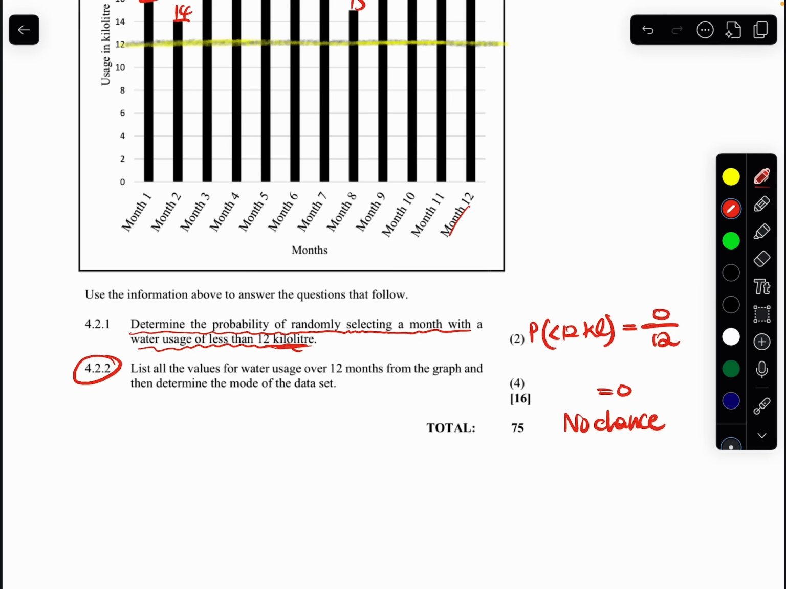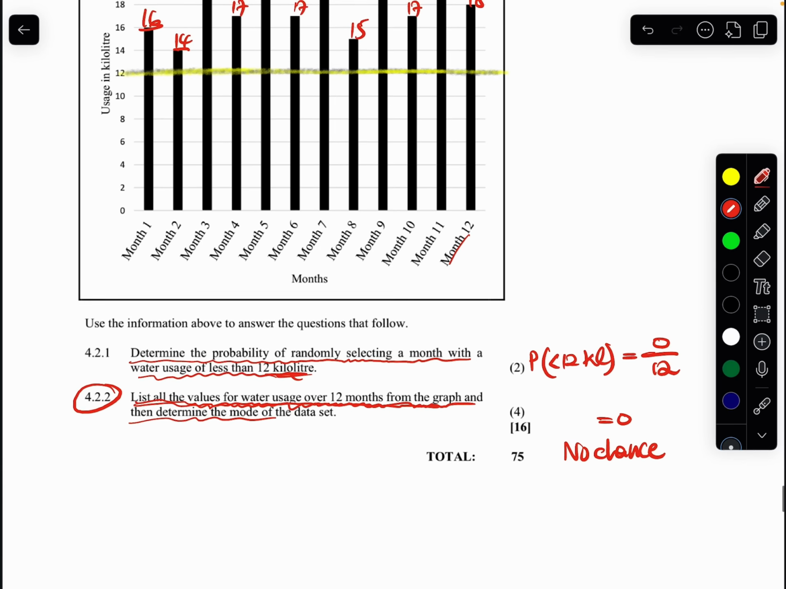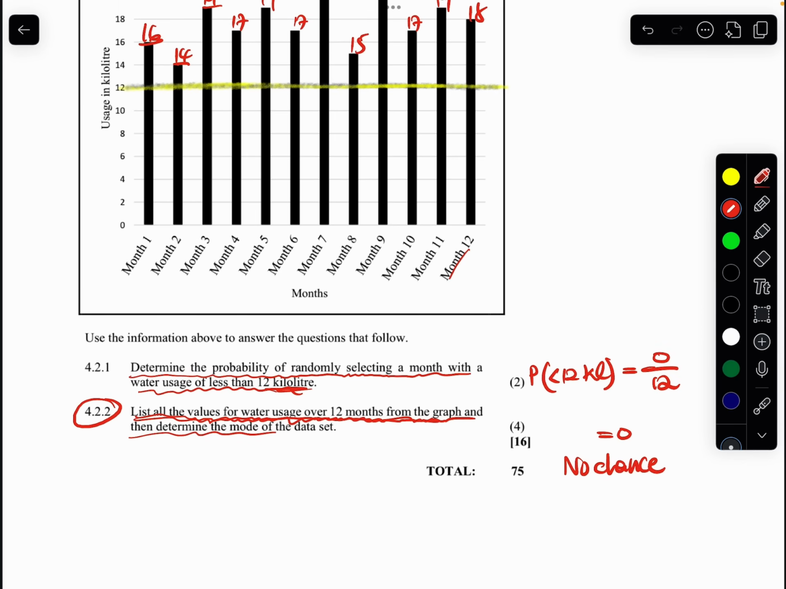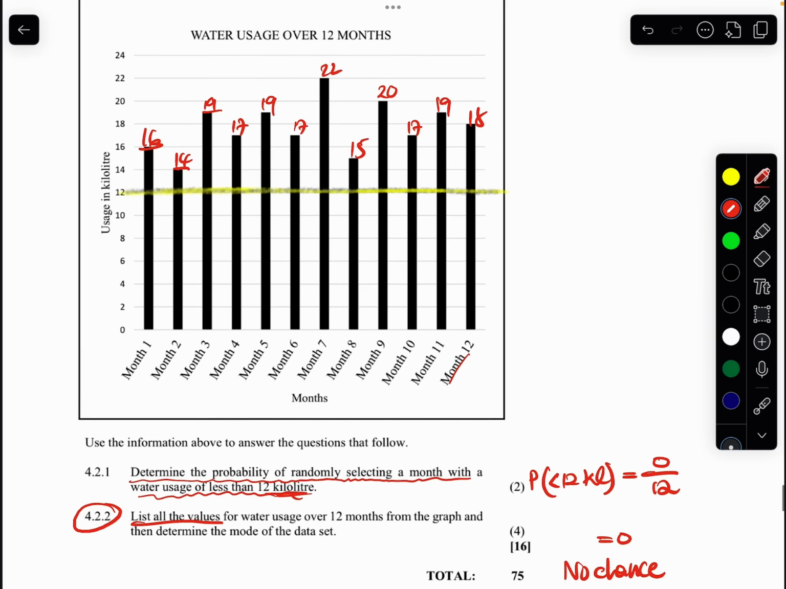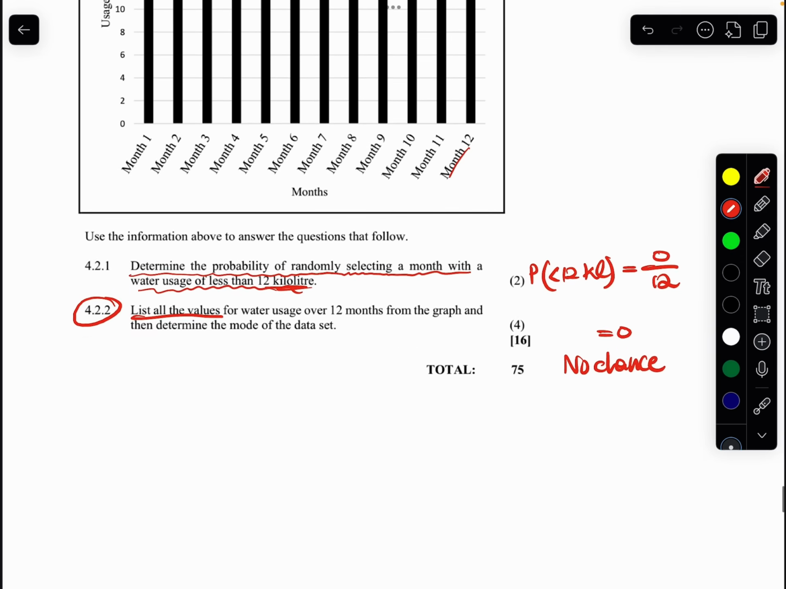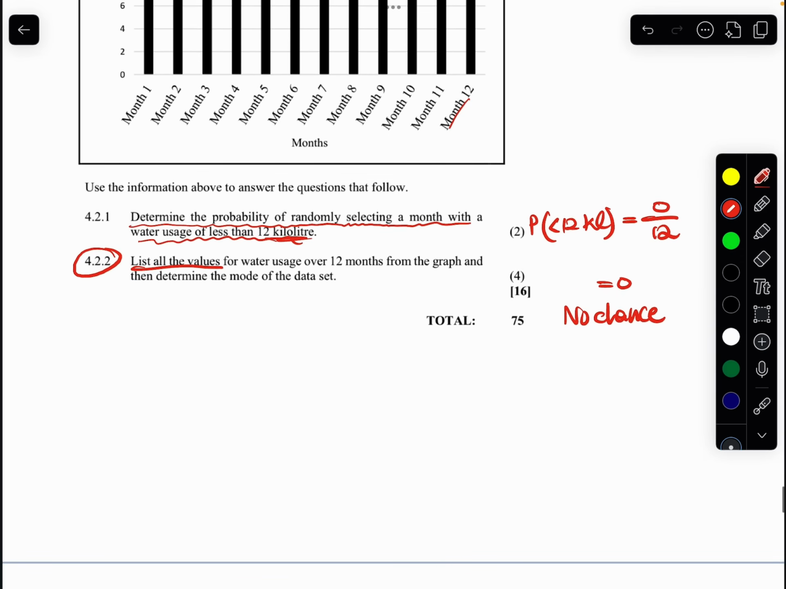of selecting a month with water consumption that is less than 12 kiloliters. 4.2.2, it says list all the values for water usage over 12 months from the graph and determine the mode. All right. What is important here, guys, it's not just the mode, it's listing. It says list all first. So we must list first. I've made it easier for you. It's 16, 14, 19.